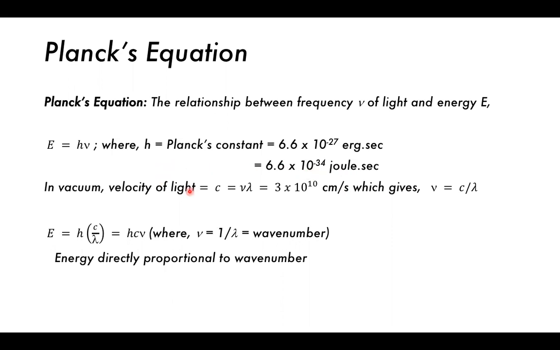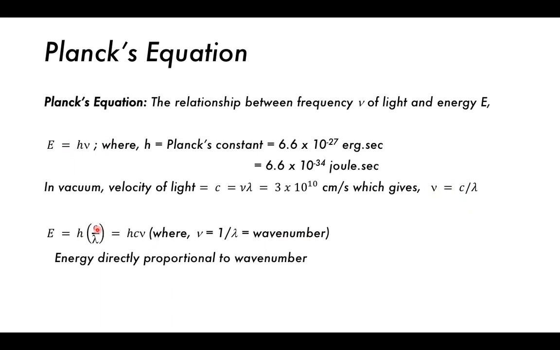And then because of this relationship, where the velocity of light, c, is equal to the frequency times lambda, which is 3 times 10 to the 10 centimeters per second, the frequency is equal to c over lambda. Since we have this new equation for nu, we can substitute this into Planck's equation, and so it becomes E equals h, and then we put this term here.